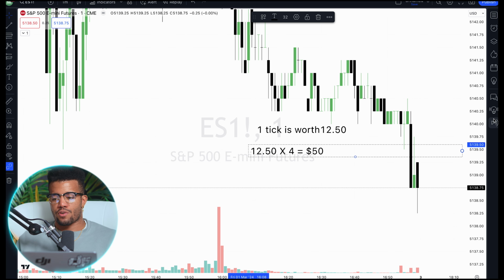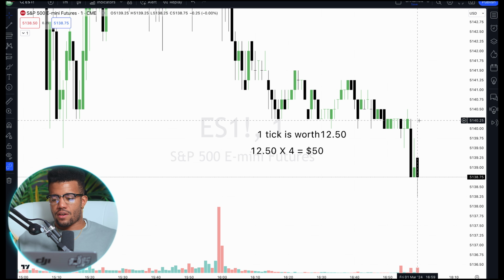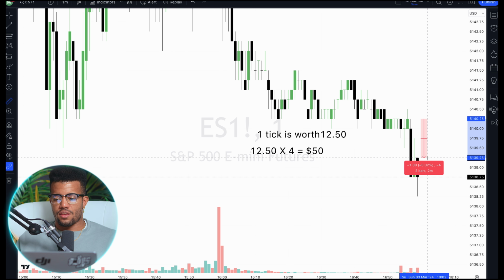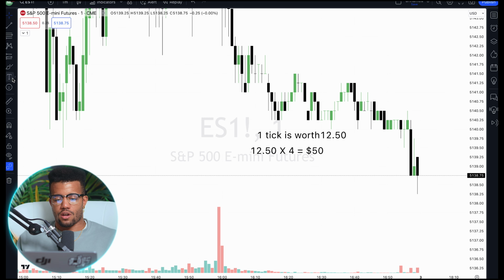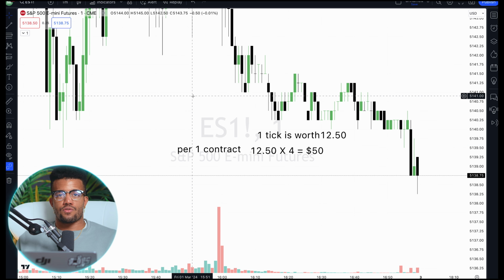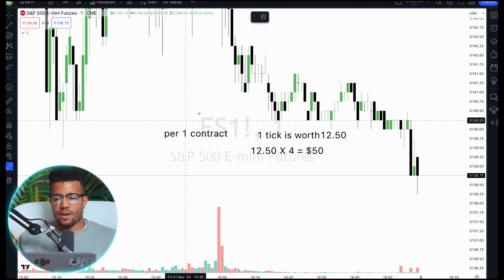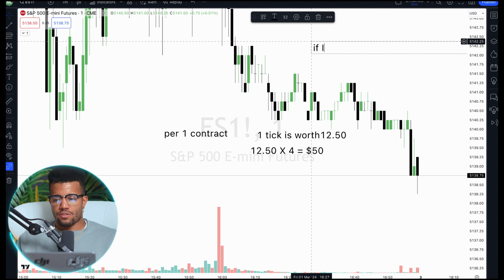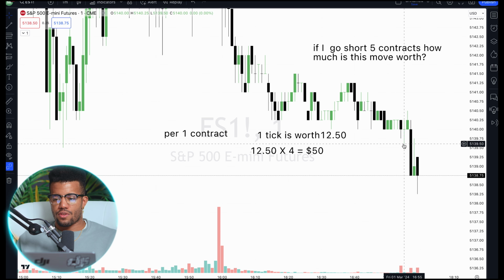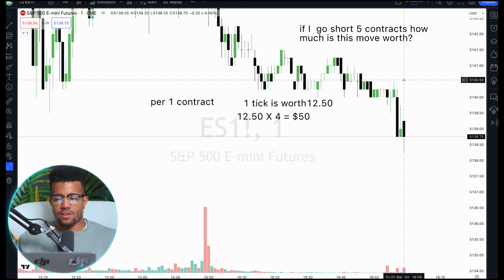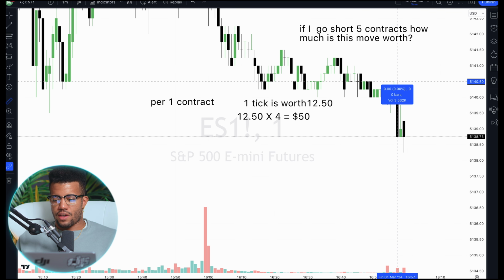So if we went from 5,140.25 to 5,139.25, that is worth $50 per one contract. Okay. So all of this is per one contract. So if I were to be in, let's say, five contracts, if I go short five contracts, how much is this move worth? To give you guys a little real-time homework assignment: how much is the move worth if I go short five contracts from 5,140.50 to 5,138.25?